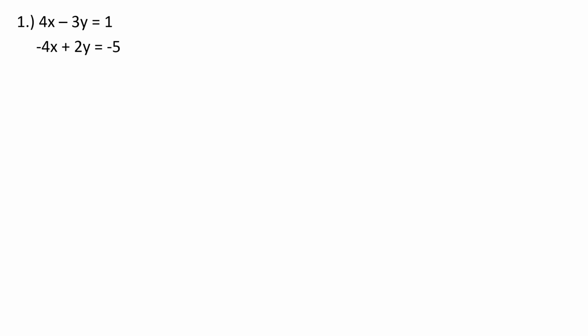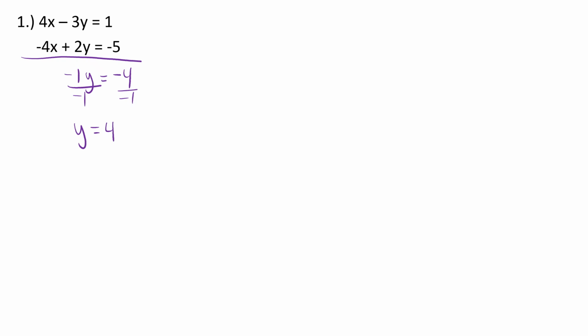Okay, so this one is already set up for adding, and I know that because it has positive 4x and negative 4x. So I see that, and immediately I don't entertain using any other strategies. I am not graphing this. I am not substituting in this. Okay, we are going to add these because 4x plus negative 4x is 0. Negative 3y plus 2y is negative 1y, and 1 plus negative 5 is negative 4. We'll go ahead and divide both sides by negative 1 to get y is equal to 4.